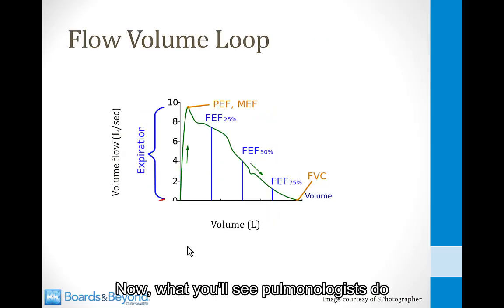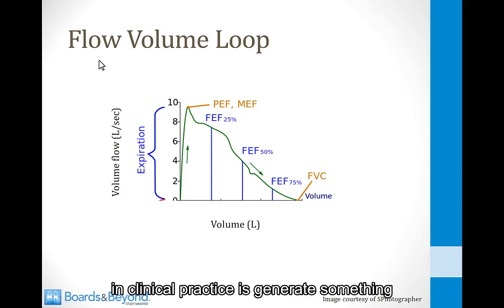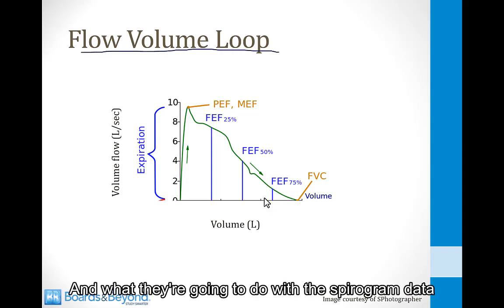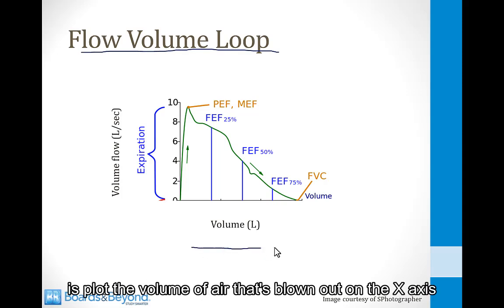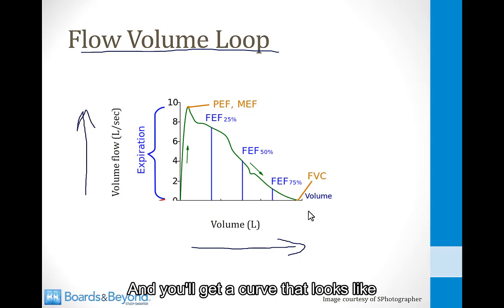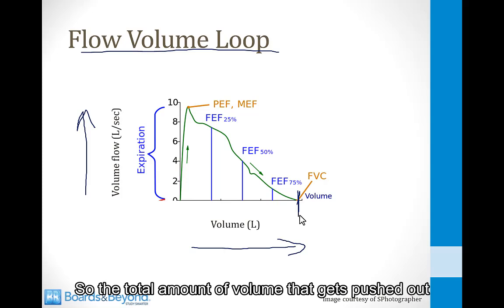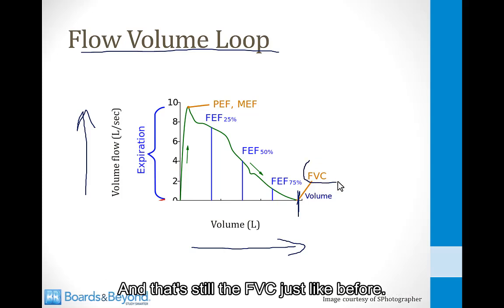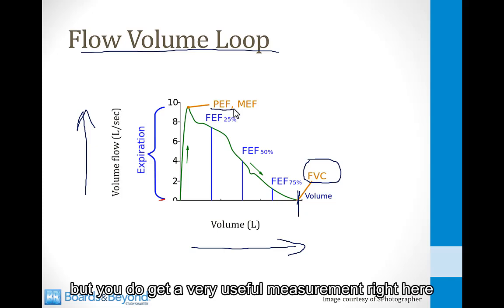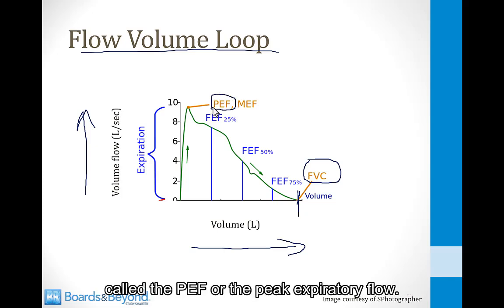Now, what you'll see pulmonologists do in clinical practice is generate something called a flow volume loop from the spirogram data. And what they're going to do with the spirogram data is plot the volume of air that's blown out on the x-axis and the flow rate at which air goes out on the y-axis. And you'll get a curve that looks like this green curve right here. So the total amount of volume that gets pushed out by the patient is right here, and that's still the FVC just like before. It's harder to get an FEV1 off this curve, but you do get a very useful measurement right here called the PEF, or the peak expiratory flow.